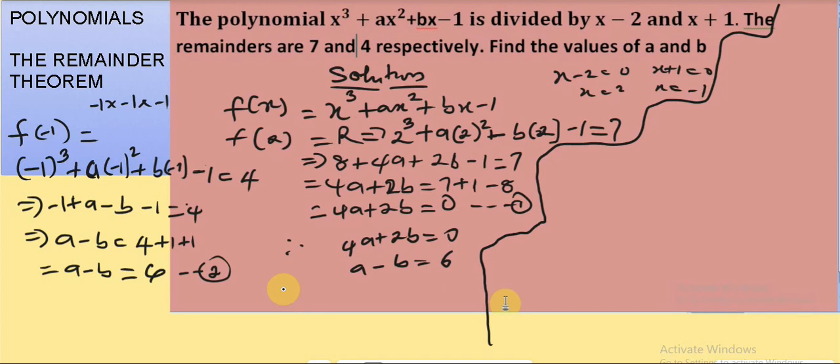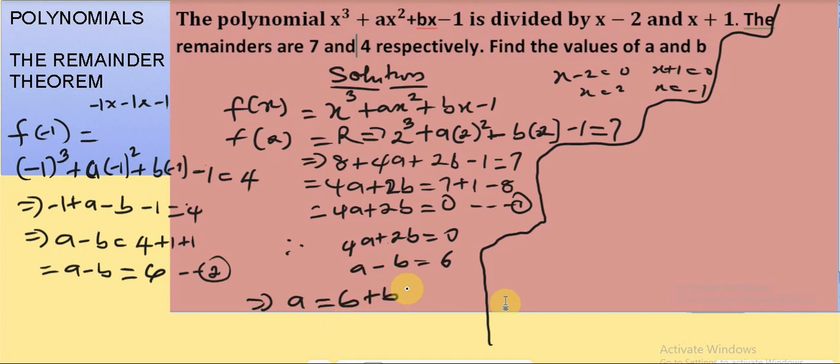So doing that, making a the subject of the formula here, is going to be a is equal to 6. Remember, this is minus b. As it crosses, it becomes plus b. So I have this as an equation. You may decide to call it equation 3 if you like. I'm going to substitute for a in the first equation with 6 plus b, meaning that anywhere I see a in this first equation, I'm going to replace it with 6 plus b.